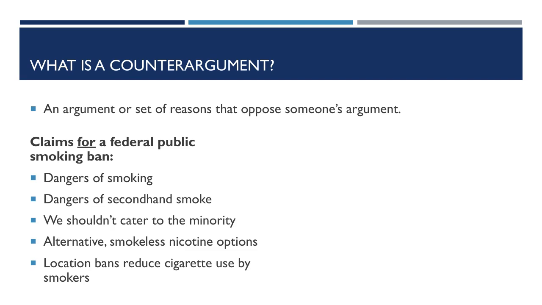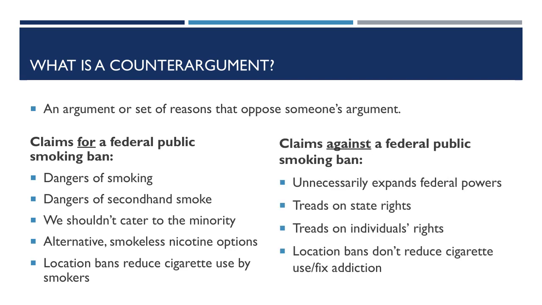And as an example, we're going to look at the idea of having a federal public smoking ban. There's going to be one side that would be for that federal ban and one side that would be against it. And they would be making different points trying to convince the reader or the audience to agree with them. So for example, if you were for a federal smoking ban, you might identify the dangers of smoking, dangers of secondhand smoke, why we shouldn't cater to smokers who are now in the minority, how we should use alternative smokeless nicotine options when we're in public, and that location bans reduce cigarette use by smokers.